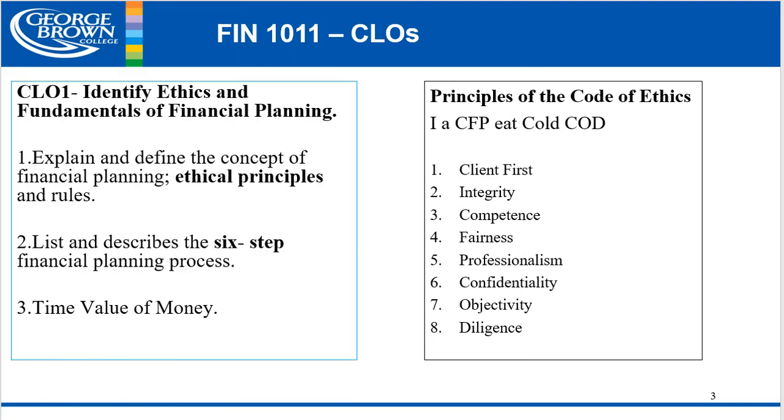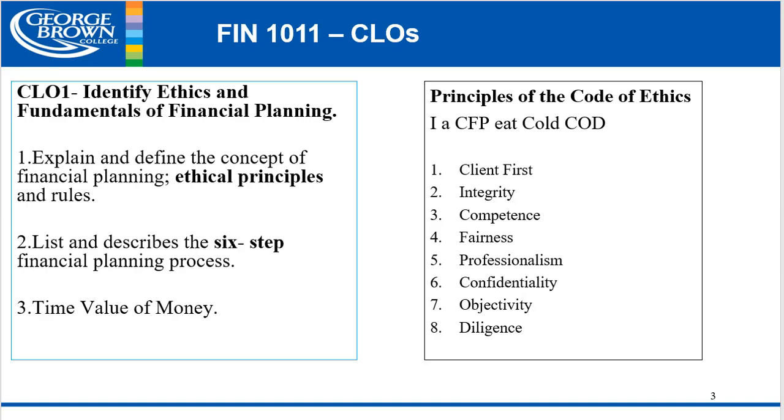I also want to just take a brief period of time to review the course learning objectives and where we are at right now and what we've got left. The first course learning objective is to identify ethics and fundamentals of financial planning. So there are 3 objectives. Number 1, explain and define the concept of financial planning, ethical principles and rules. Number 2, list and describe the 6-step financial planning process. And then there was some work that we did with regards to the time value of money.